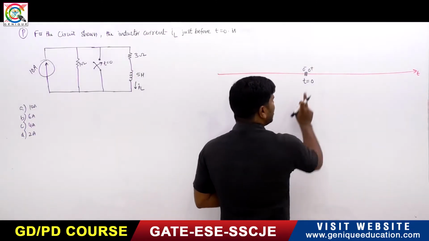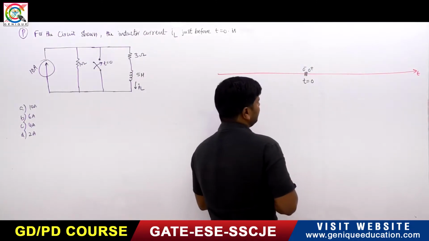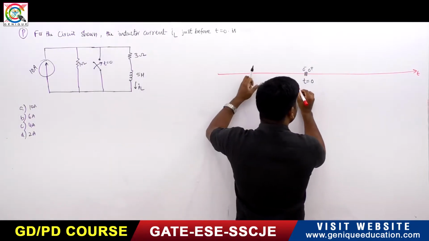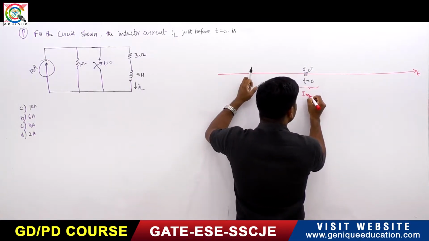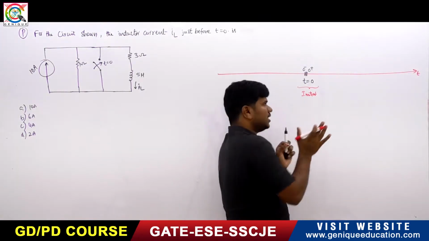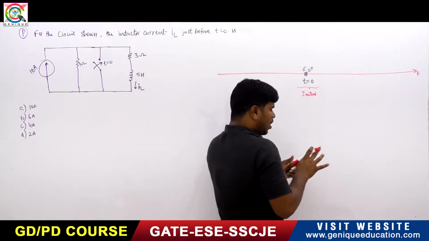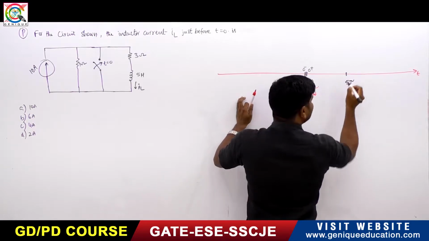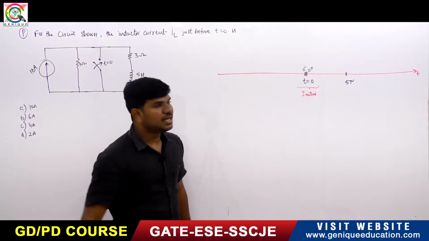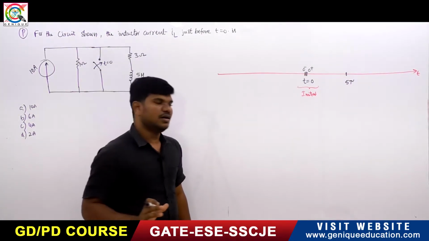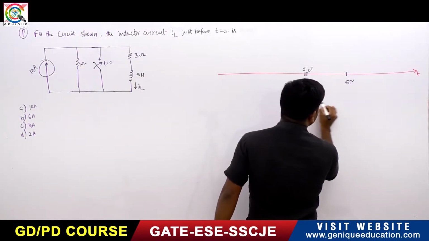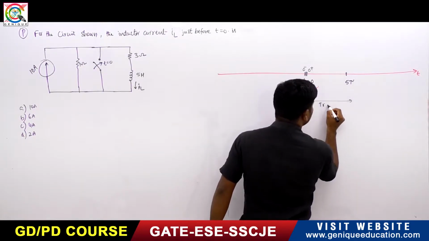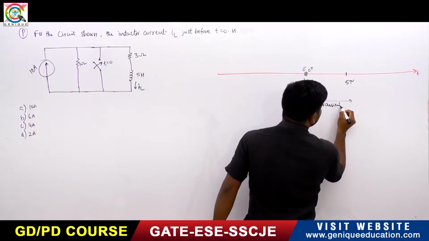At t equals 0 the switching occurred. This is called the initial state, or initial time. Up to 5 time constants, the transient state will be there. So this time is called the transient time.